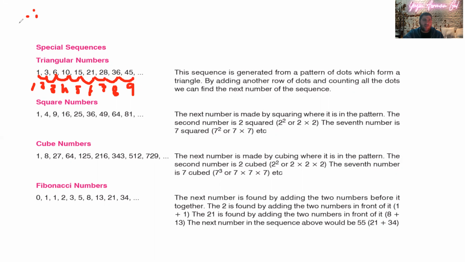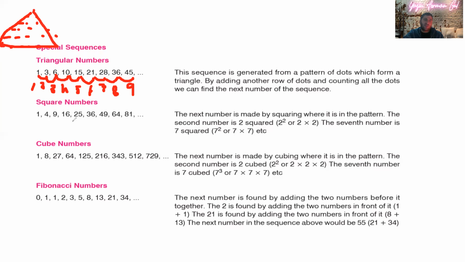and then it's going to be 1, 2, 3. Then 1, 2, 3, 4. Then 1, 2, 3, 4, 5. Then 1, 2, 3, 4, 5, 6. When you look at that and draw it, it looks like a triangle.